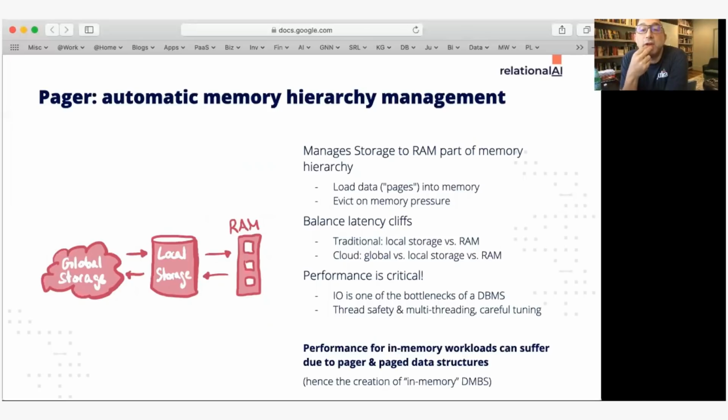A good pager not only loads and evicts pages, but minimizes and balances latency cliffs. Traditionally, that might mean handling transitions between local storage and main memory gracefully. For a cloud-native database such as the one we're building at RelationalAI, it means overcoming the much larger latency gap between local storage, EBS for example on Amazon, and network round trips for cloud storage like S3.